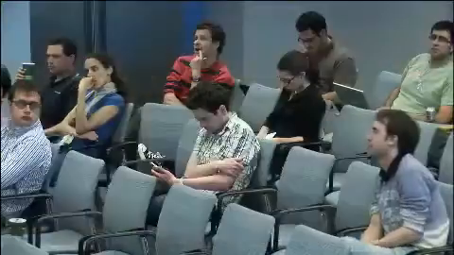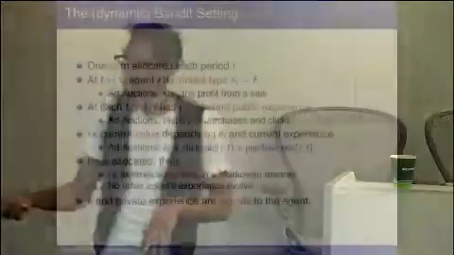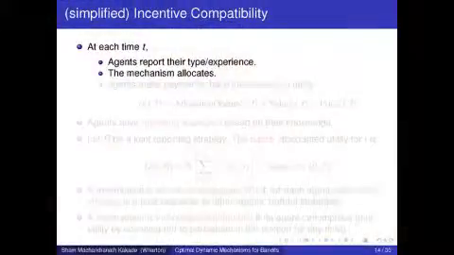It doesn't have to be static though, right? It isn't necessarily click-through rate as a fixed target. The truth could itself be Markov, could in fact be drifting as well. Yeah, that's right. And here theta and private experience are really what we call signals to the agent. They aren't public, they aren't observed by everyone, whereas the public experience, like whether or not the click occurs, is observed by the mechanism. So you could have some types of experience that are observed by the mechanism, some that are private. Okay, so that's the setting.